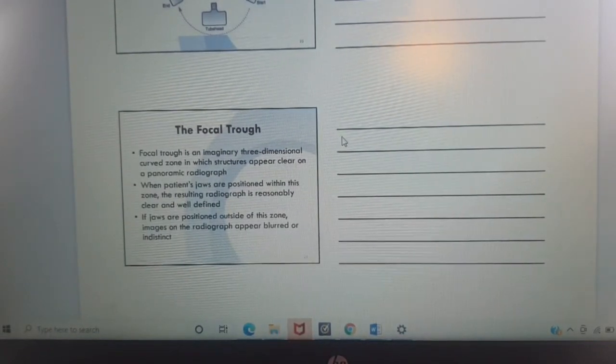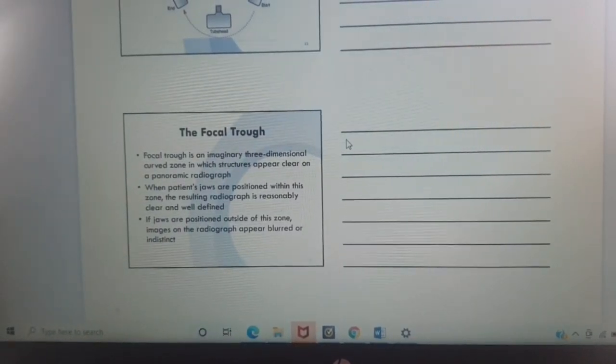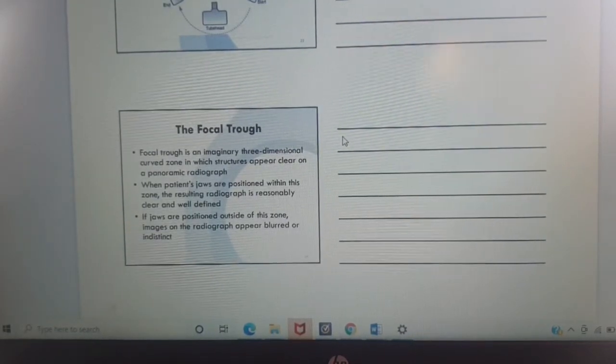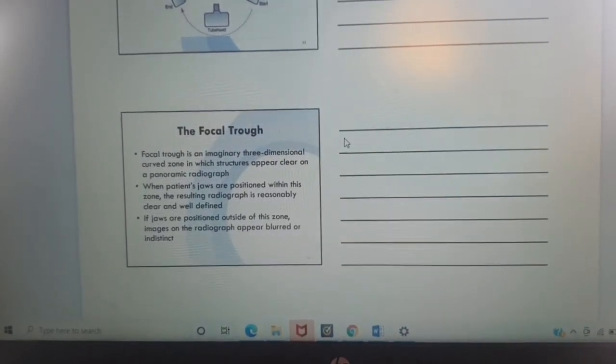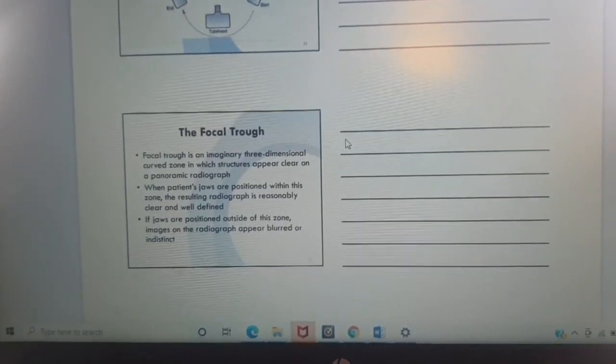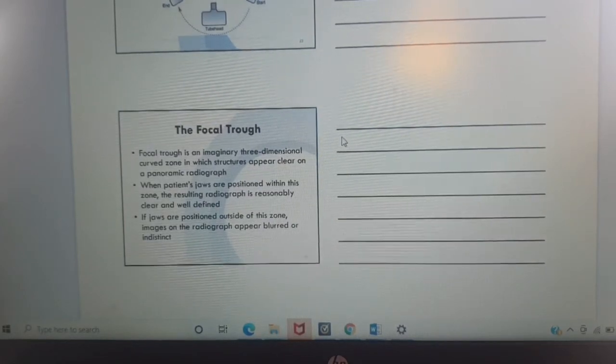Ne? So like I said before, the 3D curved zone in which the dental arcs are positioned to achieve the sharpest image. So a focal trough is an imaginary 3D curved zone in which structures appear clearly on a panoramic radiograph, okay? So basically, when a patient's jaws are positioned within this zone, the focal trough, it results in a radiograph that is reasonably clear and well-defined. Okay, if the jaws are positioned outside of this zone, we can expect images that appear blurred or indistinct. So we have to always take that into consideration when taking panoramic radiographs.